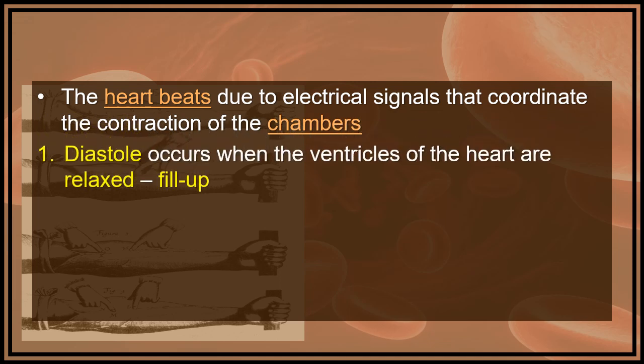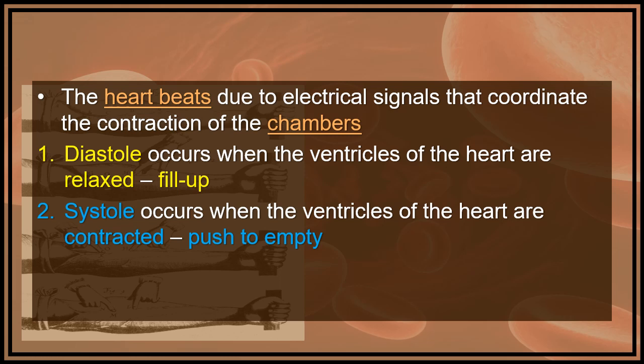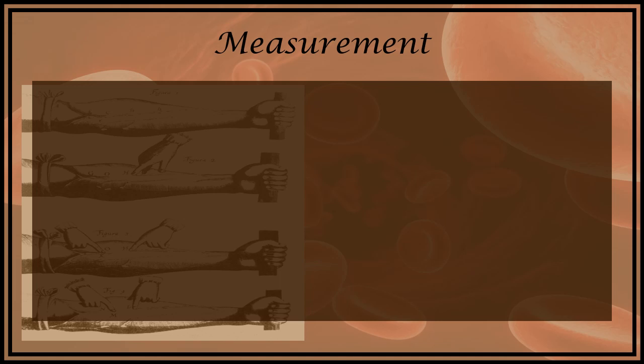And so the diastole occurs when the ventricles of the heart are relaxed, so they fill up. The systole occurs when the ventricles of the heart are contracted, so that's when they're squeezing and they're pushing to empty. This is an important part of the heart flow because it is the measurement that we're taking of how much blood is then flowing through.